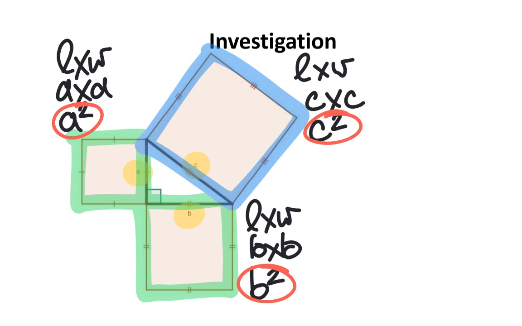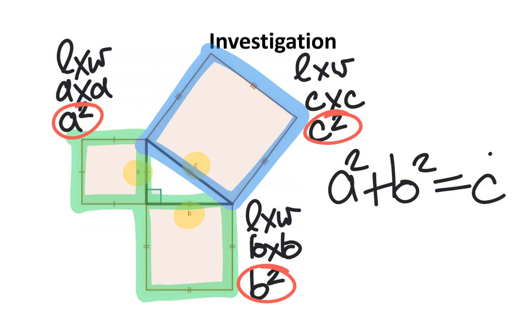So as an equation, you can express this as a to the power of 2 plus b to the power of 2 is equal to c to the power of 2. Therefore, that is an equation to represent the relationship between the sides of a right triangle.